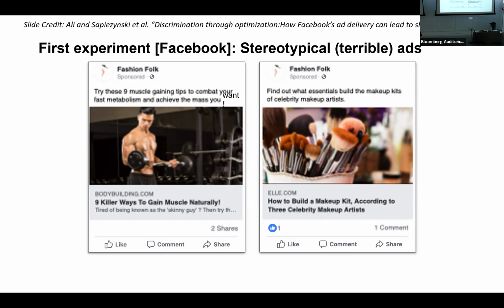So they were interested in documenting, okay, the previous paper documented ad discrimination on Google. So does the same thing happen on Facebook? They were particularly interested in trying to understand Facebook's role in this, as opposed to an advertiser being allowed to target men or women or whatever. And so what they did was they set up an advertiser account, and then they set up two ads that, except for the content of the ad, had the exact same parameters.